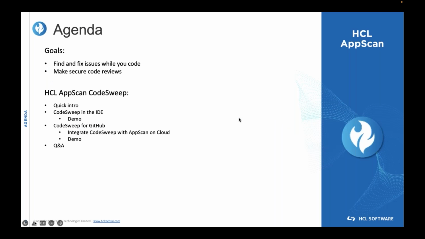The agenda for today is fairly simple. I want to show you how to find and fix issues while you code. I think that's the promise of CodeSweep, and I want to make sure you're aware of how you can achieve that, and also talk a bit about how you can make more secure code reviews. And here's where we'll dive into GitHub.